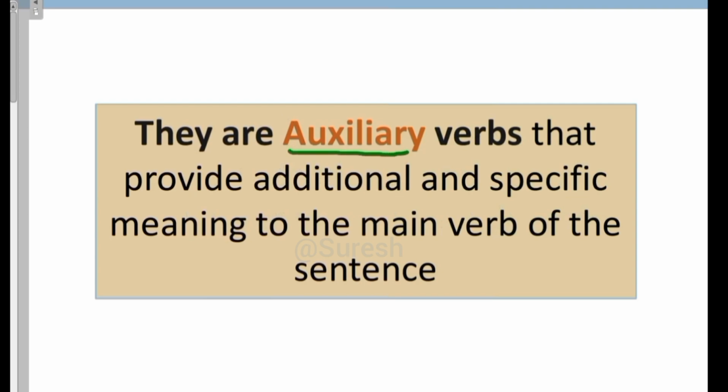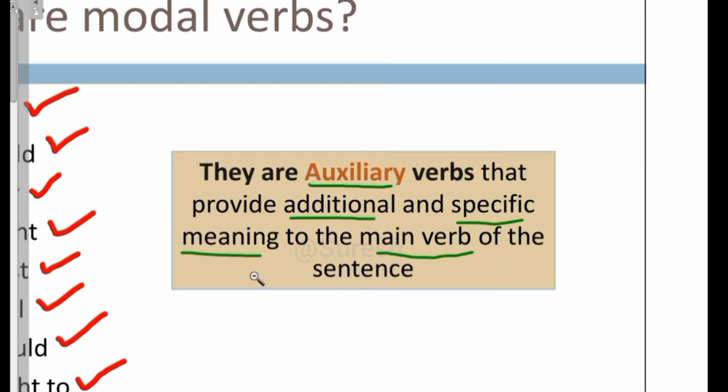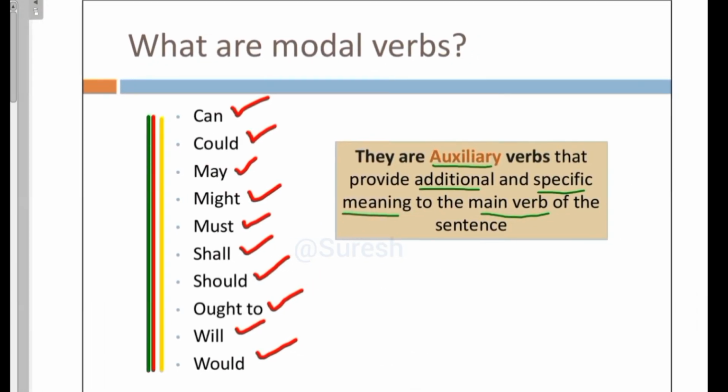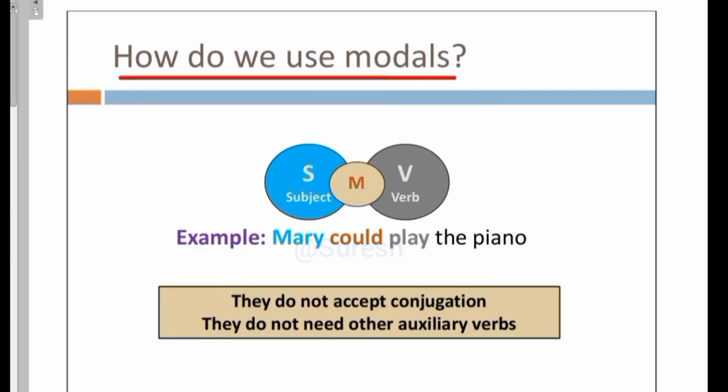So first of all, they are auxiliary verbs. So they provide additional, some extra information, and also they provide some specific meaning to the main verb. What is specific meaning? Particular meaning to the main verb of the sentence. So when you look at some more examples, you will clearly understand what is meant in this definition. So next we will learn how do we use modals.